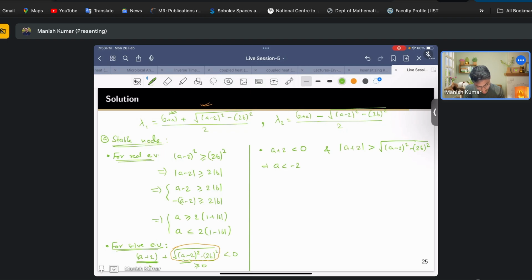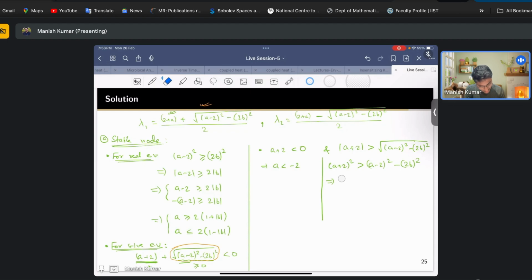Okay, and the second thing is what we come to from here. So let us square this one. So you will have a plus 2 squared greater than a minus 2 squared minus 2b squared. So from here you will get a squared plus 4 will cancel. Here you get 4a, and here you will get minus 4a. So overall you will get 8a greater than minus 4b squared. This is a greater than minus half b squared, right? So this is another condition on a. So these are the conditions we have obtained on a and b, right?